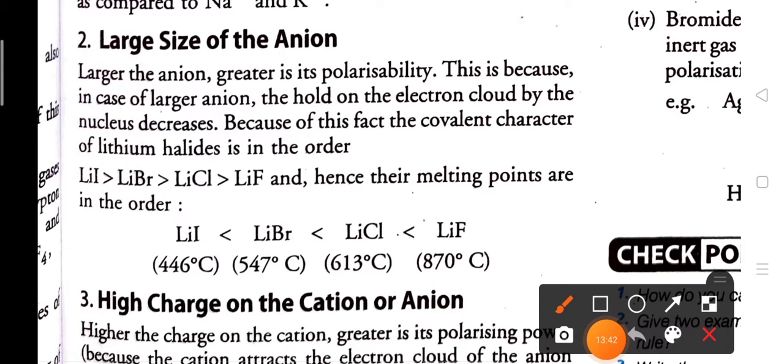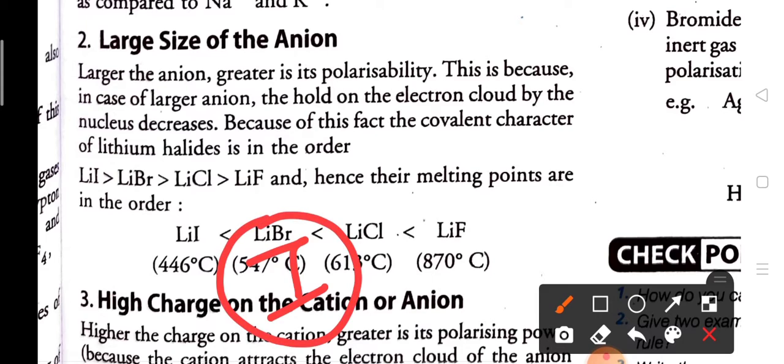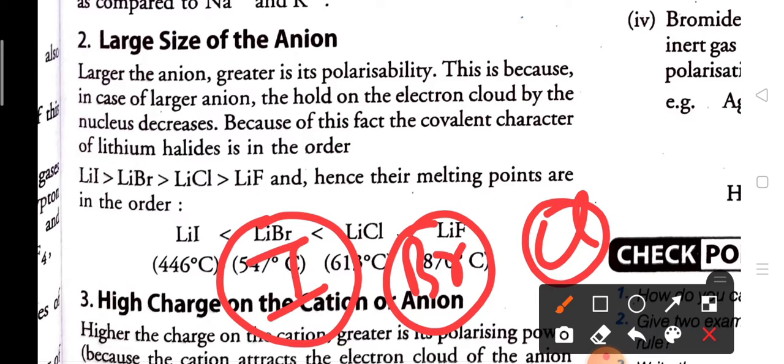So here you can see the anion will be larger. If the anion is larger, like I has a greater size in comparison with Br and Cl, correct? And it was already said that the larger the size of an ion, the greater is its polarizability. So you can see the size of iodine is greater in comparison with Br and Cl. Hence the polarizability of the I compound will be greater.